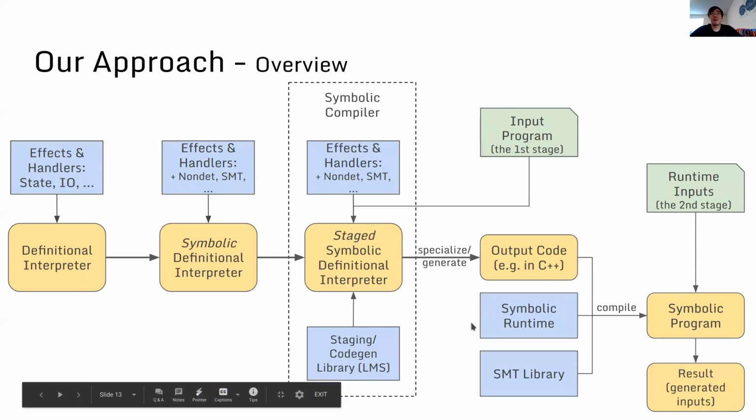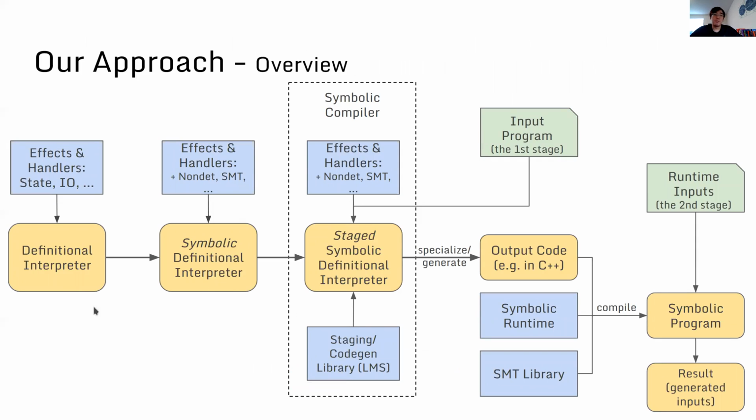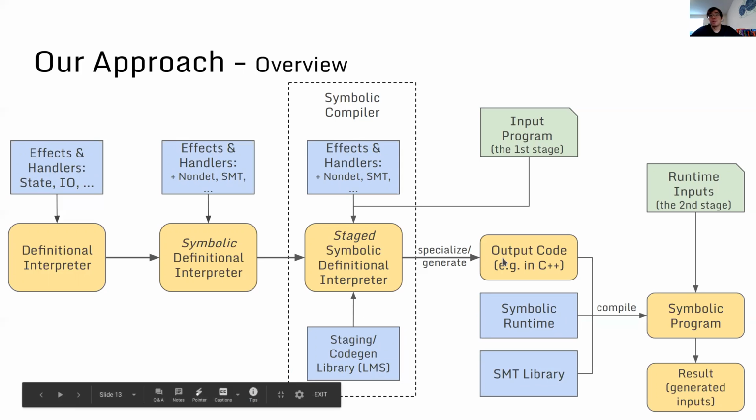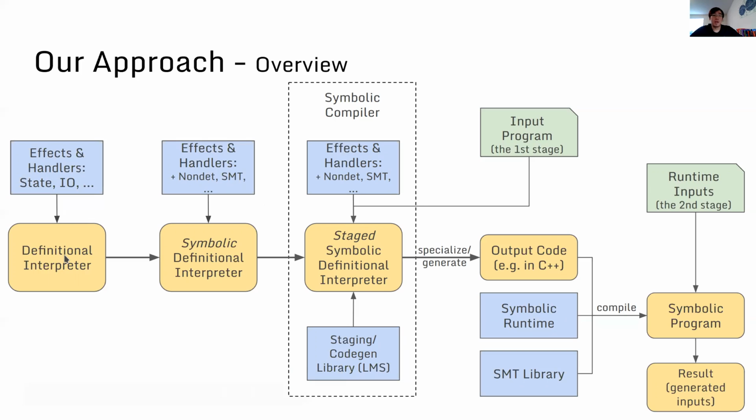So this figure shows an overview of our approach. We start from a definition interpreter and refactor it to a symbolic definition interpreter, and further to a staged symbolic definition interpreter. Then we can use it as a compiler, which generates the code that performs symbolic execution. Let's zoom in a little bit, starting from the leftmost one.